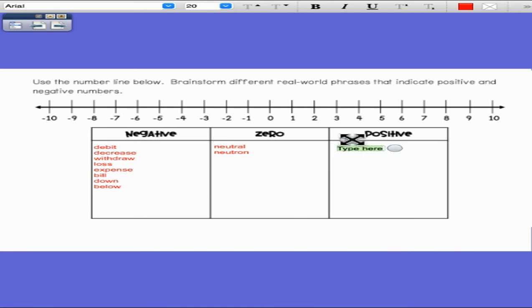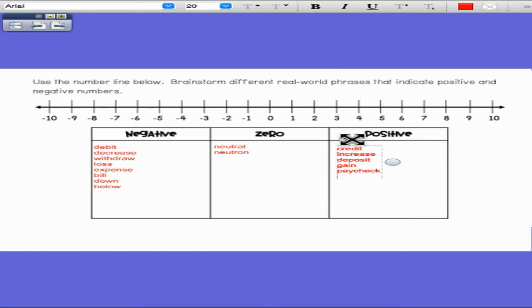Okay, positive. Well, if we're going to go opposite of what we just did for negative, what's the opposite of a debit? And the answer is a credit. Opposite of decrease is an increase. Instead of a withdrawal, we can deposit. Instead of a loss, we have a gain. Instead of an expense, we have, oh, I don't know, how about a paycheck?